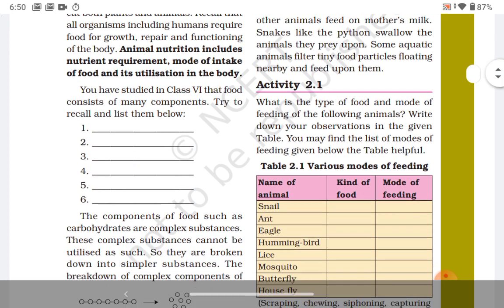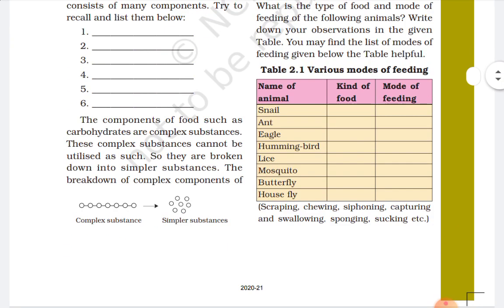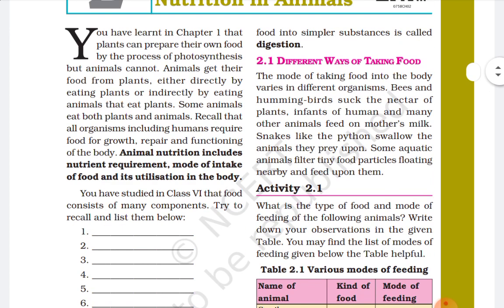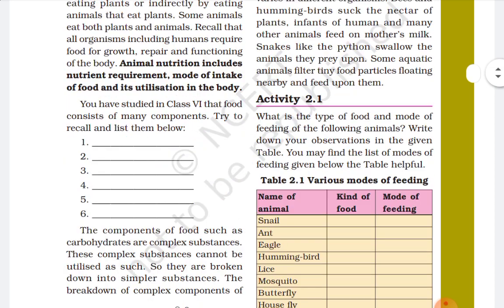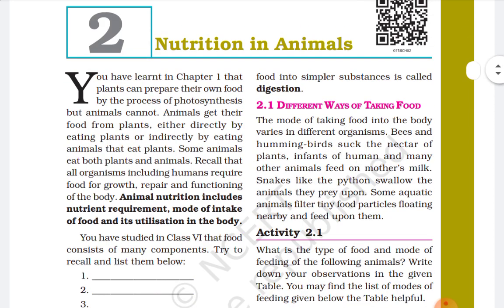You can write anything. So the components of food such as carbohydrates are complex substances. These complex substances cannot be utilized as such, so they are broken into simpler substances. The breakdown of complex components of food into simpler substances is called digestion.